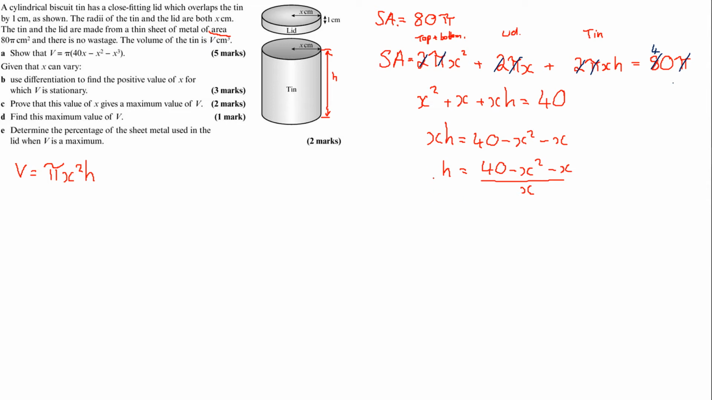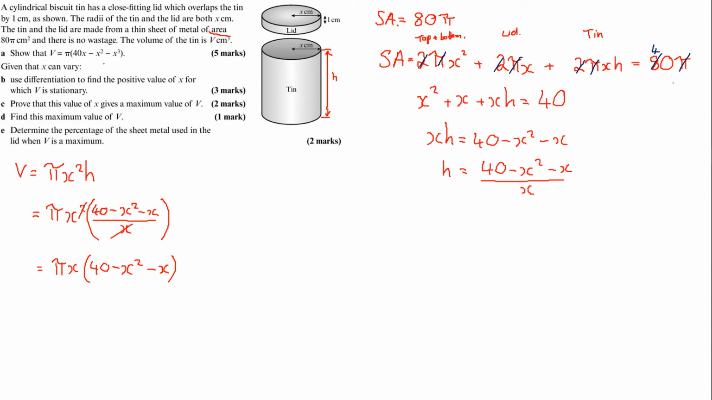I'm hoping a lot of you are going, I know what to do. I'm going to substitute it straight into this one here. So then, therefore, the volume is going to be pi x squared, and then I'm going to substitute my value for h, which is that expression on the right-hand side, 40 minus x squared minus x, all divided by x. Now, if we look, it's multiplication. We've got x squared, and we divide it by x. They are going to cancel, leaving you with pi x times 40 minus x squared minus x.